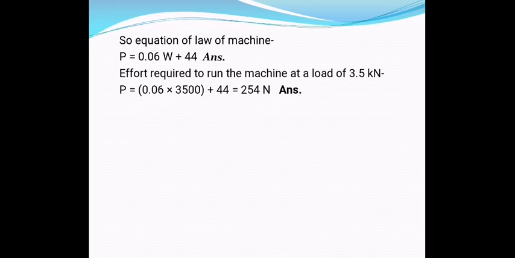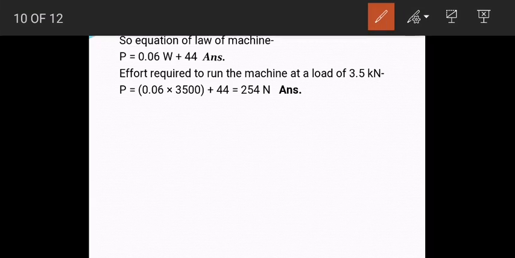We have found the first, and second, what they asked is the effort required to run the machine at the load of 3.5 kilonewton. So in this equation, when we put the value of W, we can find the effort. When we put 3.5 kilonewton, meaning 3500 Newton, we will get the answer of effort as 254 Newton. I hope you understand.